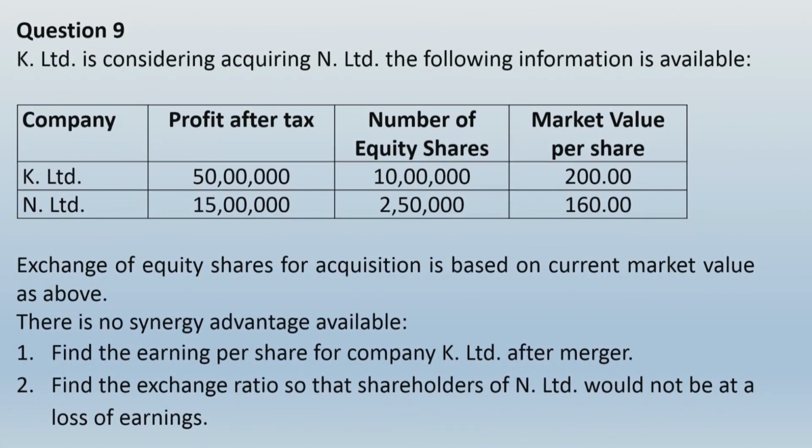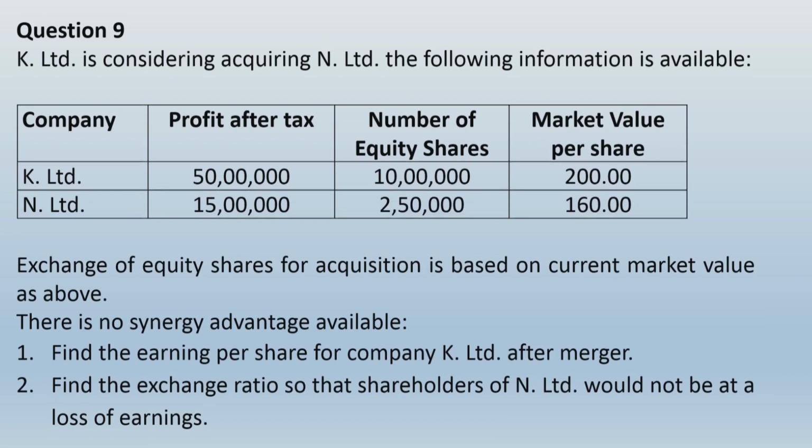K Limited is considering acquiring N Limited. The following information is available. So they have given information about both the companies K and N Limited, both the companies' profit after tax, number of equity shares and market value per share given. Exchange of equity shares for acquisition is based on current market value as above. There is no synergy advantage available. Find the earnings per share of K Limited after merger, that is simply post merger EPS, and find the exchange ratio so that shareholders of N Limited would not be at a loss of earnings.